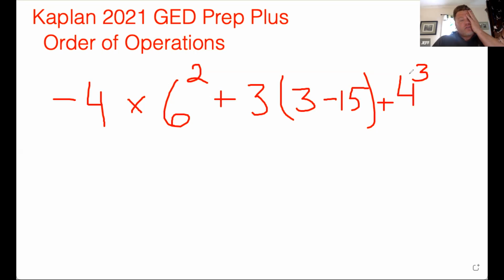This looks brutal. It's not. It's a series of small, careful steps done in the right order. The right order is Dear Aunt Sally. So I'm going to draw my small Dear Aunt Sally up here. She says parentheses first, then exponents, then multiply and divide as we see it from left to right, add and subtract as we see it from left to right.